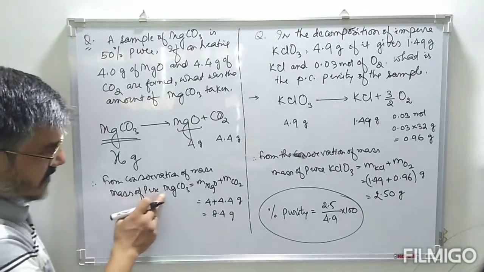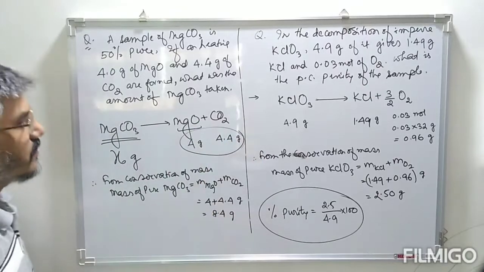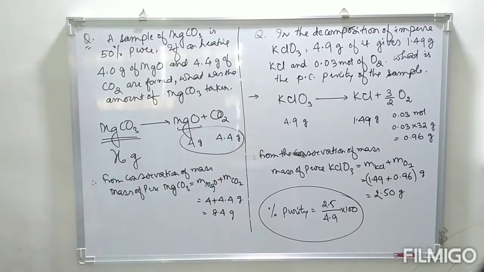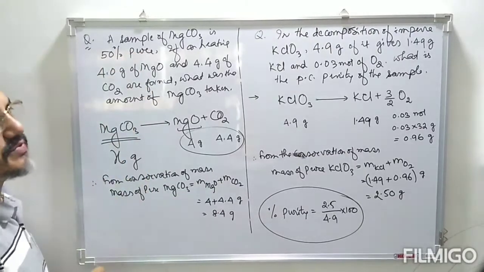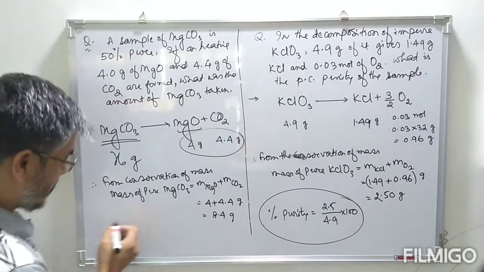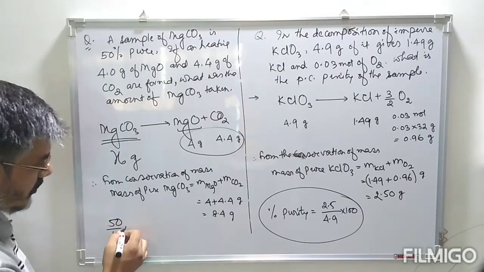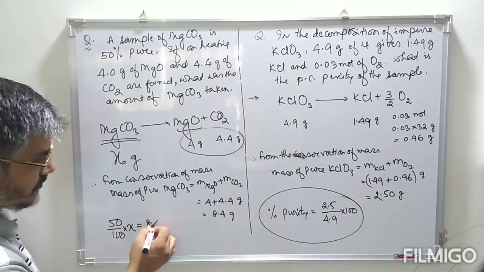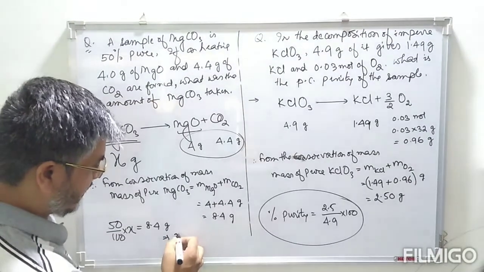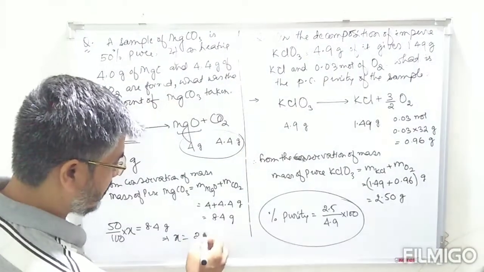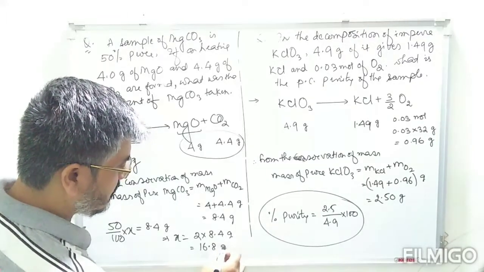So this is the mass of pure magnesium carbonate. Now we have to find the same mass of this sample. The question said this is only 50% pure. That means, from the given condition, 50% of this X will be equal to 8.4 gram. So X is equal to 2 times 8.4 gram, that is 16.8 gram.